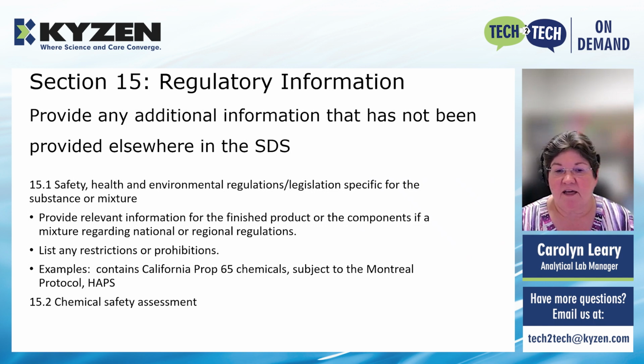These are things like California's Prop 65 chemicals, or is the product or component subject to the Montreal Protocol, or does it contain hazardous air pollutants or HAPs? And then section 15.2, have any chemical safety assessments been done? And if so, the data could be reported here.